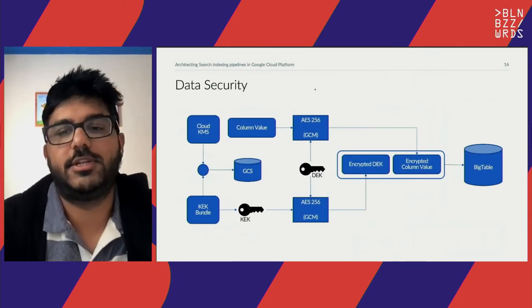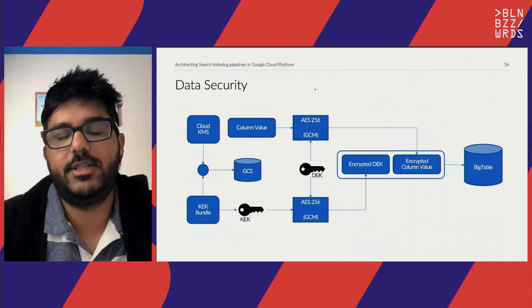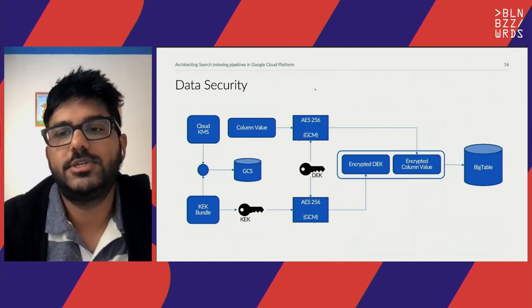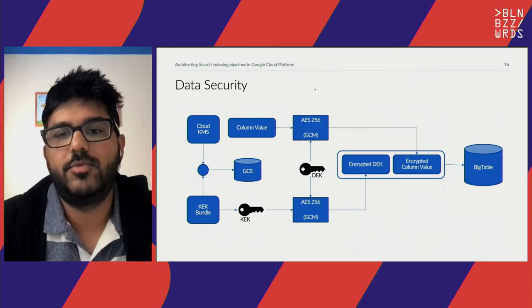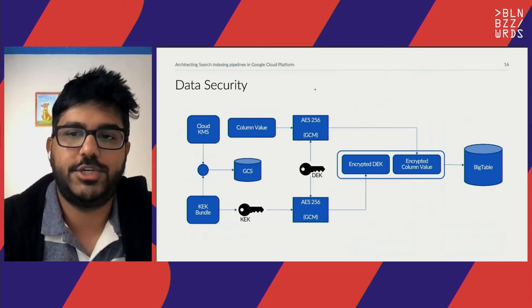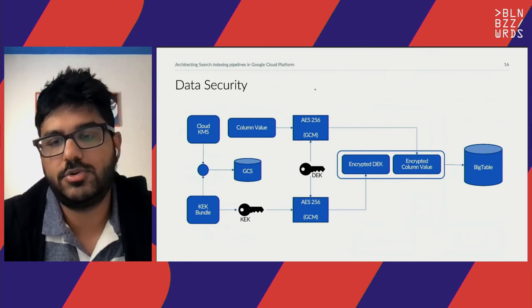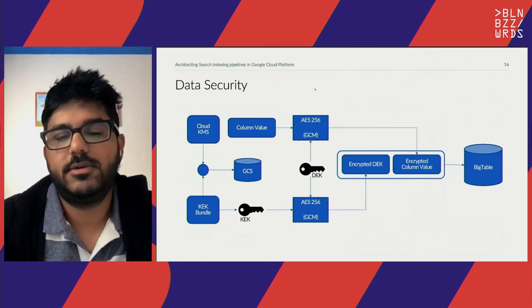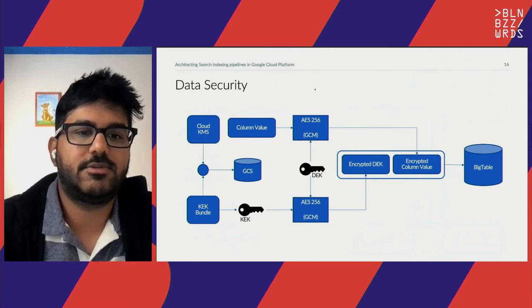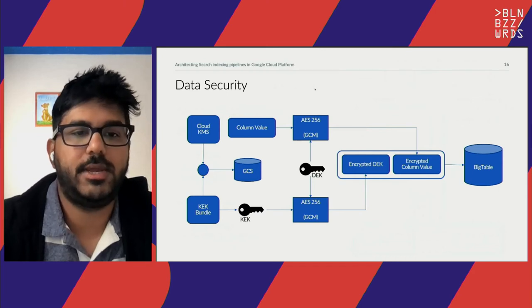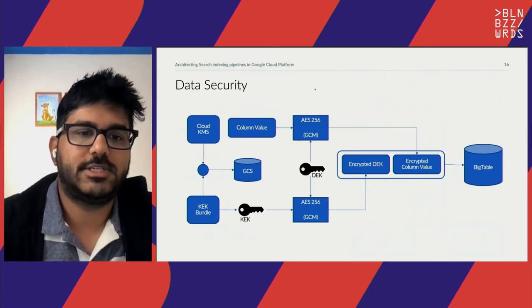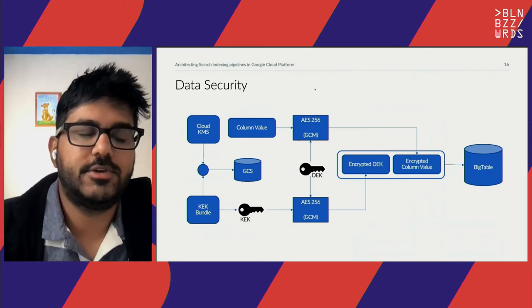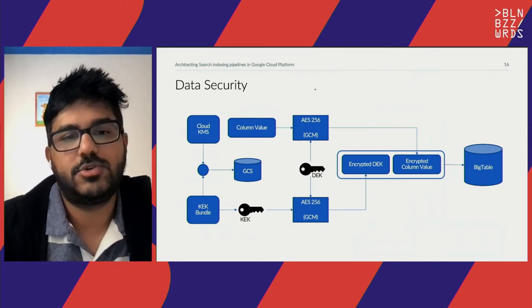Secondly, we must ensure that the data is stored in a secure way in the cloud and processed securely. To do this, when we store the data in Bigtable, we encrypt the data using a data encryption key. The data encryption key is generated randomly for each row and encrypted and stored along with the row. The data encryption key is itself encrypted using a key encryption key that is randomly selected from a key encryption key bundle. The key encryption key bundle itself is then encrypted using Cloud Key Management System and stored in GCS.